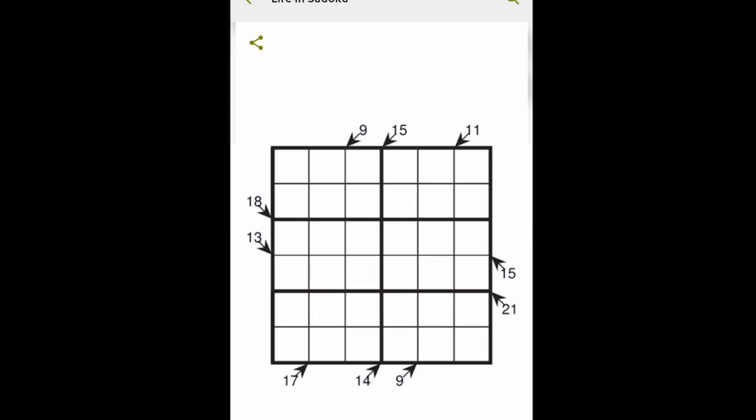If you see, there are multiple possibilities for all the sums given, and there is no clear start.